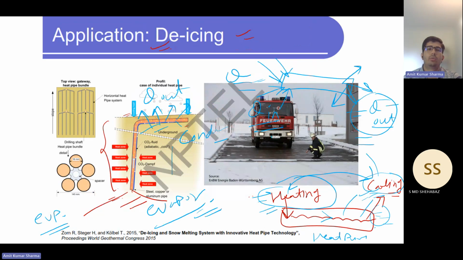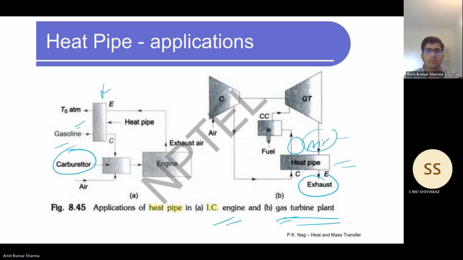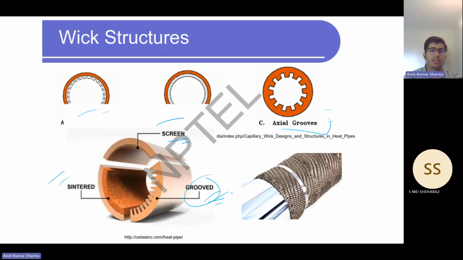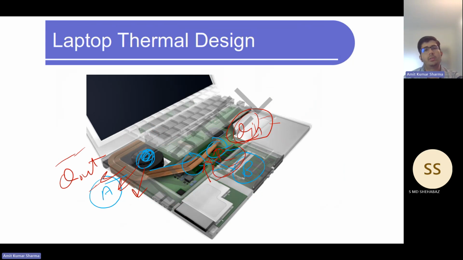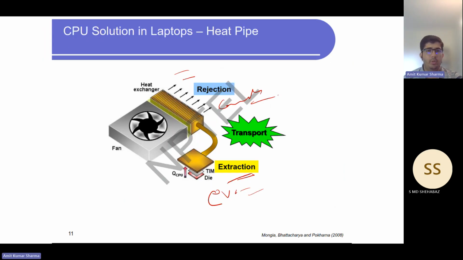We can also do the de-icing of roads by using the underground heat of the earth's crust. We can use heat pipes in IC engines and in gas turbines. These are the wick structures: axial groove, screen, and sintered. So we can use them in laptop thermal design. CPU solutions are also there.